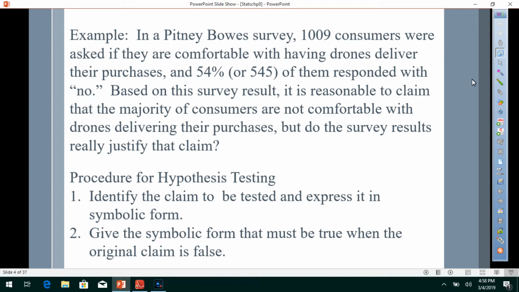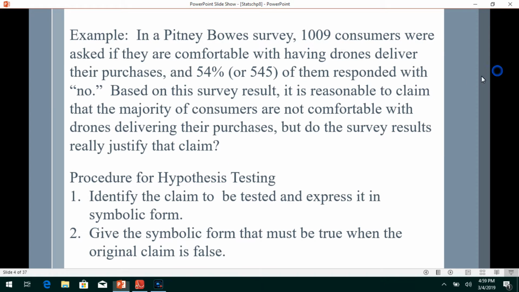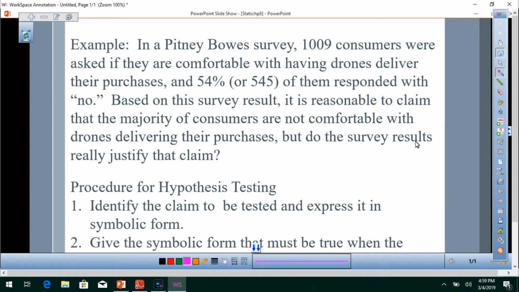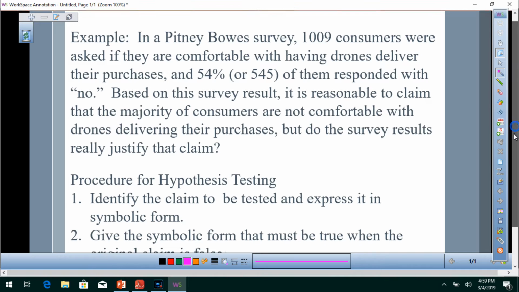Let's try an example. In a Pitney Bowes survey, 1,009 consumers were asked if they were comfortable with having drones deliver their purchases, and 54% or 545 of them responded with no. Based on this survey result, is it reasonable to claim that the majority of consumers are not comfortable with drones delivering their purchases? But do the survey results really justify that claim?